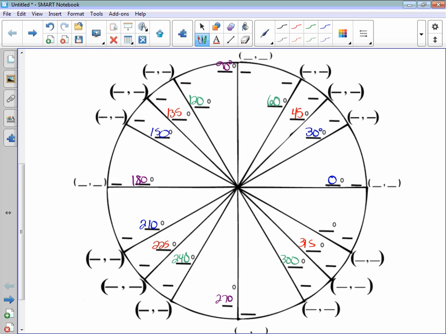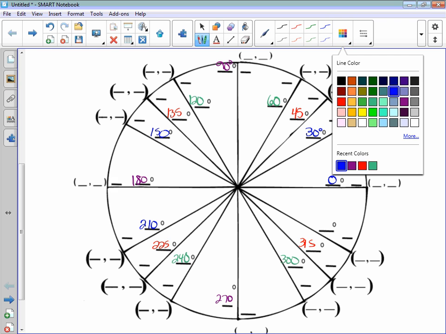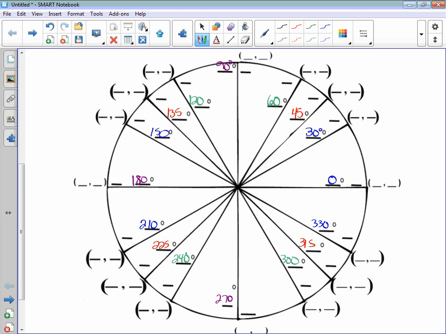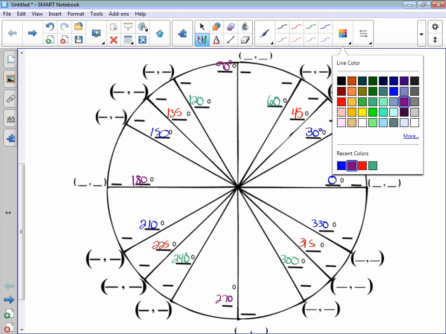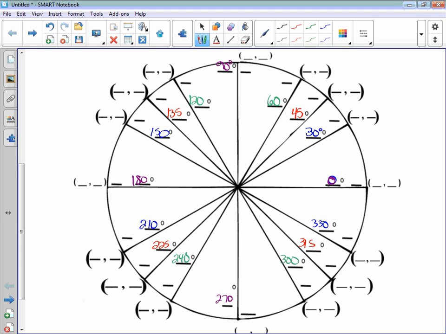315. 330. And then we make it back to where 0 was. You can also say 360, right? That's all the way around. Okay? Not bad, right? Easy to remember the degrees all the way around.